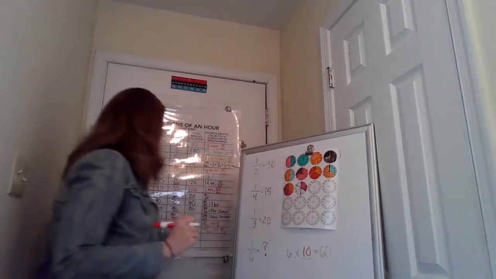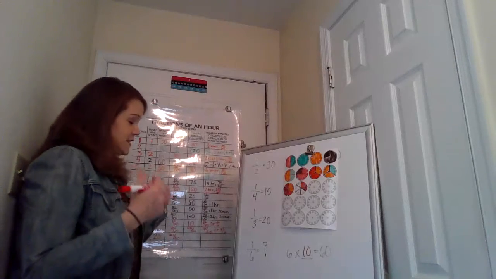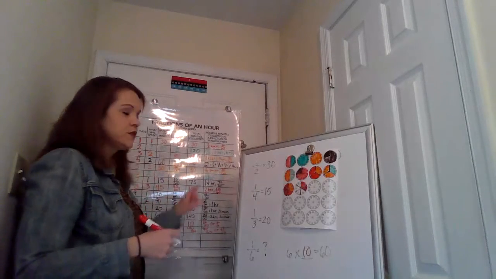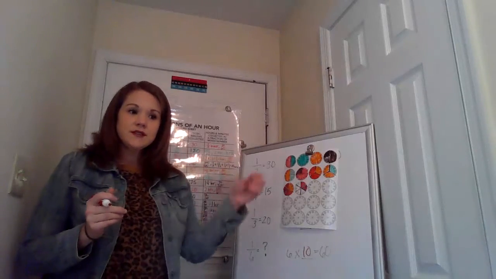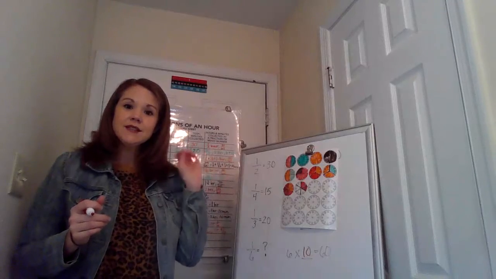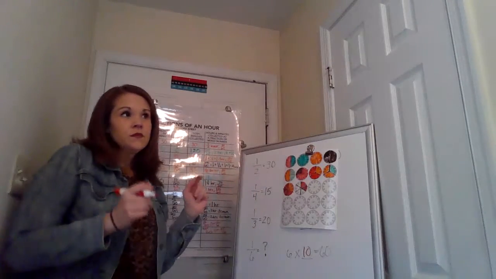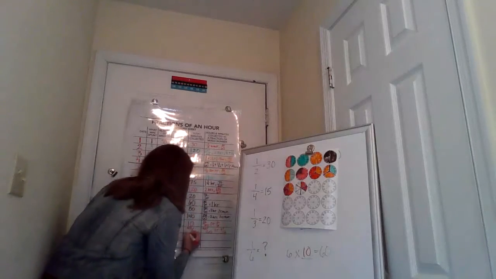Okay, so now we have to figure out what is our total that we've collected today. So we left off on 40, and we just added 2 more sixths, or 20 more minutes. So what is 40 plus 20? 40 plus 20 is 60.